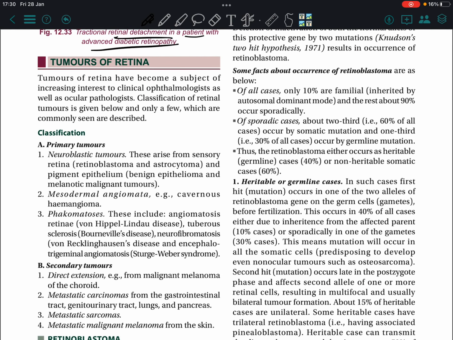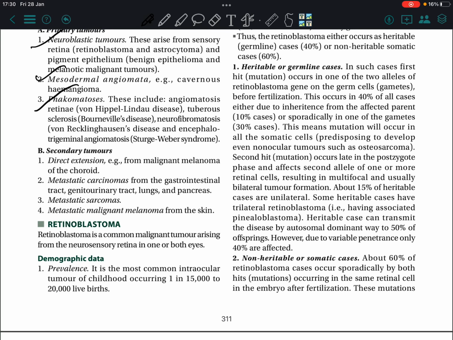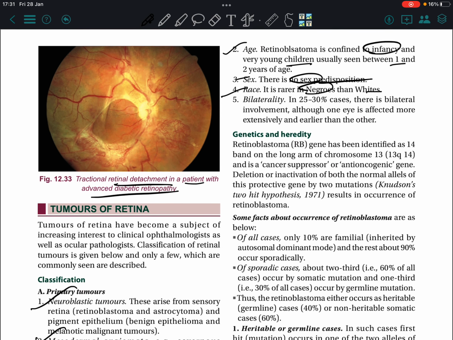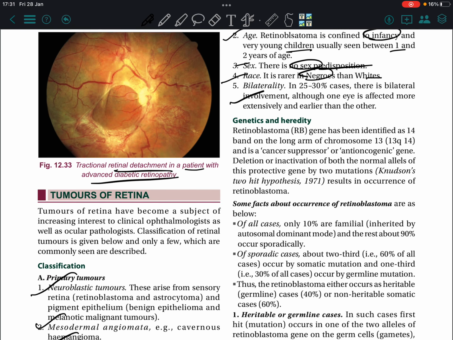Tumors of retina: primary tumors, neuroectodermal, mesodermal angioma, phakomatoses; secondary tumors, direct extension, metastatic carcinoma, metastatic sarcoma, metastatic malignant melanoma. Retinoblastoma, RB. Demographics: it is the most common intraocular tumor of childhood. Age: retinoblastoma is confined to infancy and very young children, usually seen between 1 to 2 years. No sex predisposition. Race: rare in Negroes and whites. Bilateral: in 25 to 30% of cases there is bilateral involvement.